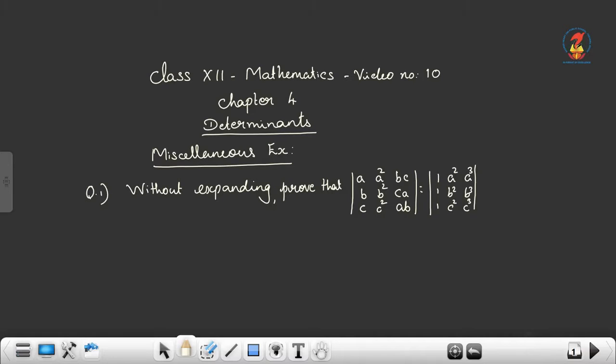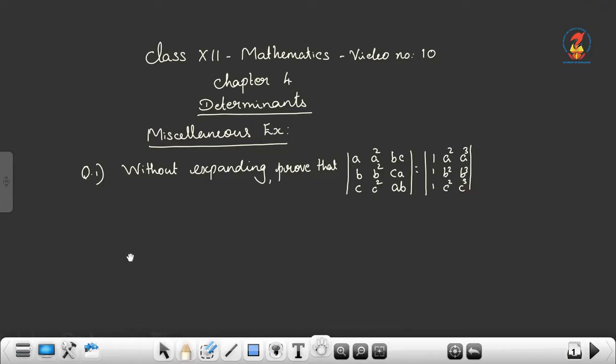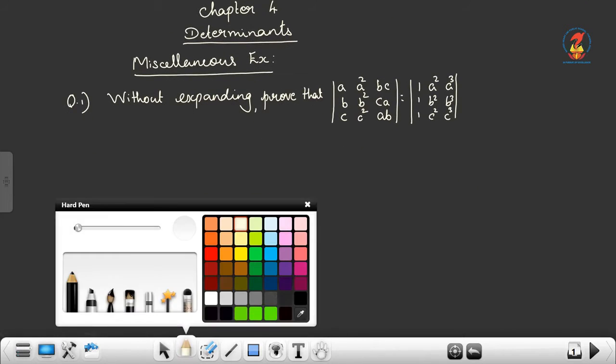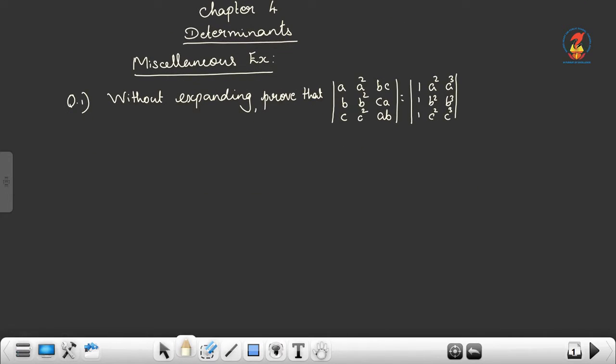Children, today we will discuss problems in the miscellaneous exercise. So look at the first question. Without expanding, prove that determinant abc, a square b square c square, bc ca ab is equal to determinant 1 1 1, a square b square c square, a cube b cube c cube. We have to prove this using properties of determinants without expanding.